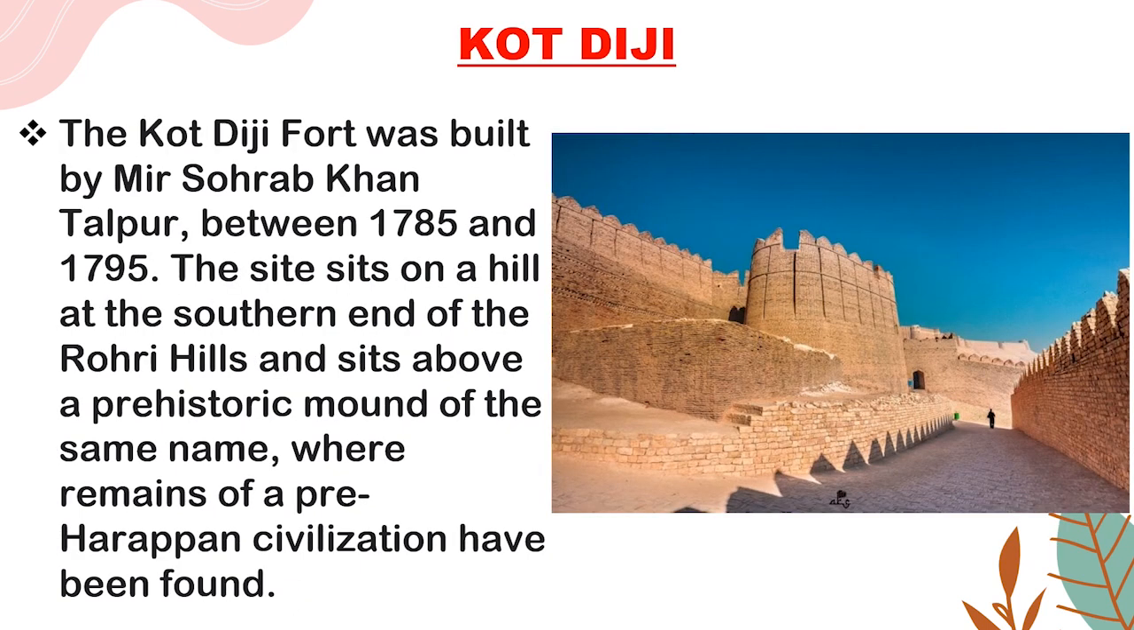Aside from Mohenjo-daro, another famous site from Pakistan is Kot Diji. The Kot Diji fort was built by Mir Sorab Khan Talpur between 1785 and 1795. The site sits on a hill at the southern end of the Rory Hills and sits above a prehistoric mound of the same name, where remains of a pre-Harappan civilization have been found.